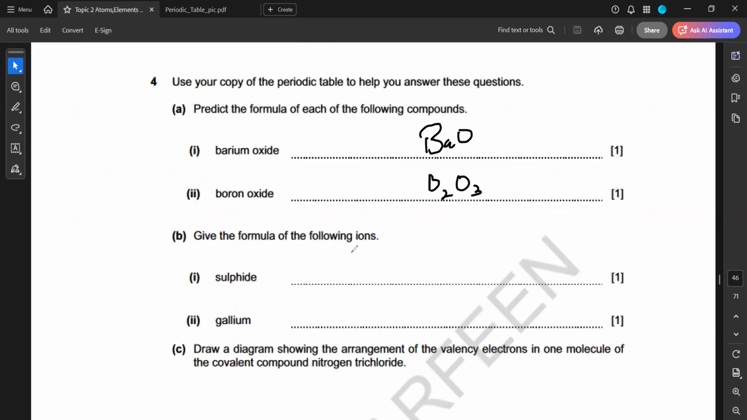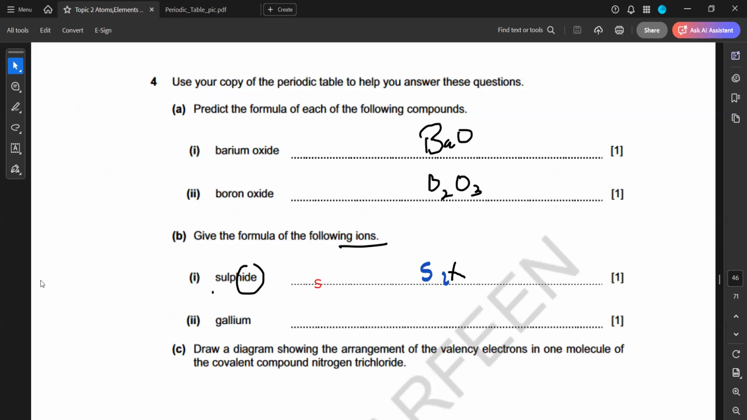Give the formula for the ions. Sulfide ion. Sulfide means sulfur, not iron. For iron, there must be a charge on it, so that is not correct. Sulfide ion, they said.